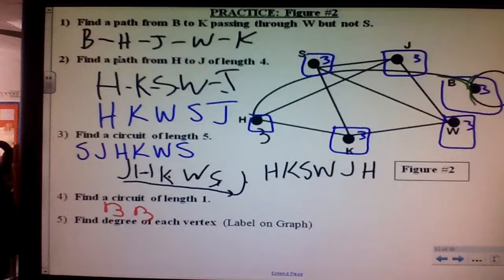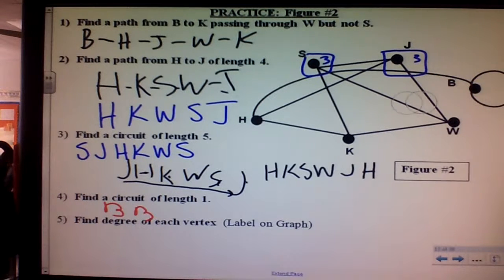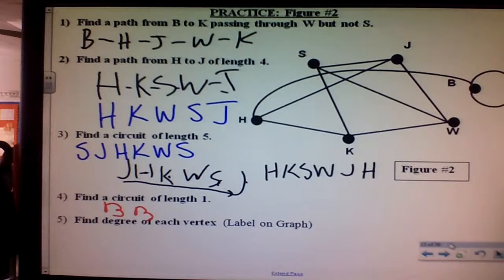So let's look at this one. I'm gonna erase Caleb's lovely threes so we can see the picture just a little better. Delete B to H. That's your bridge. B to H, what he said.